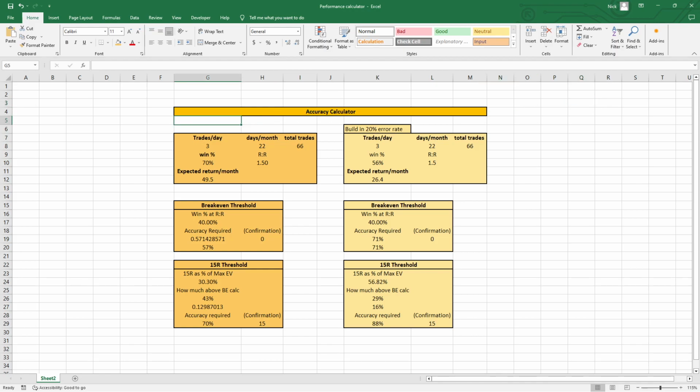So the elements you need to edit: trades per day, win percentage, risk rewards. So if you have a strategy, I've put in this here where you get 3 trades a day, which gives you a 70% win percentage and a 1.5 reward to risk, and you've back tested this to get this hypothetical number, then you can make up to 49.5 R a month. Now, this is an incredibly profitable strategy.